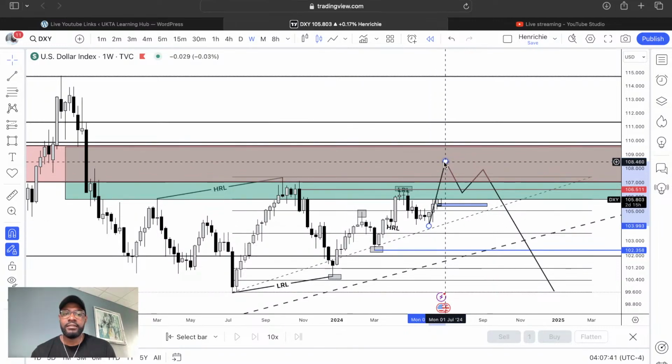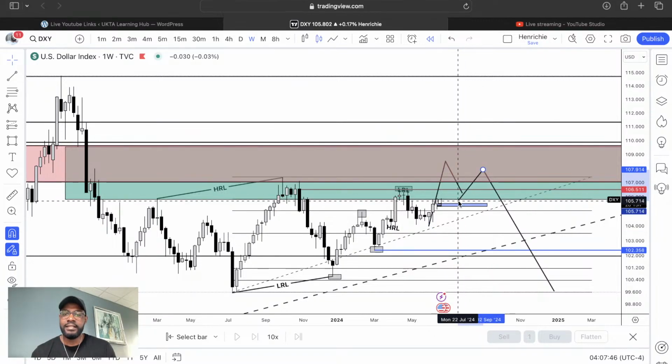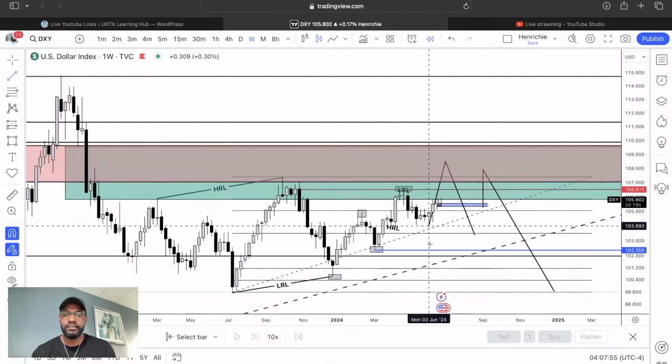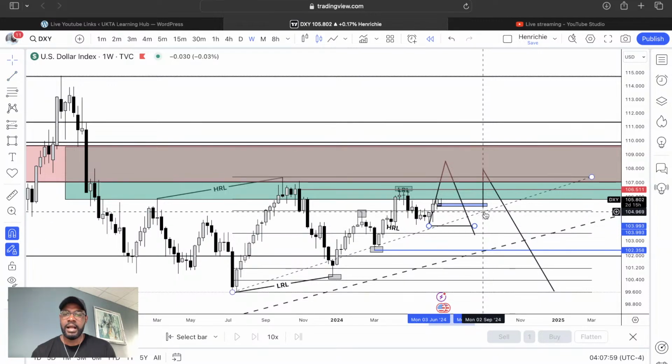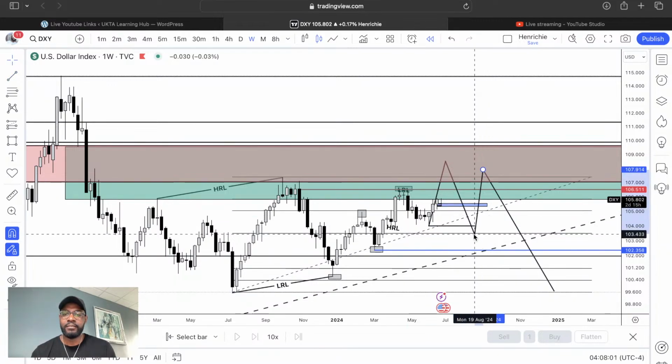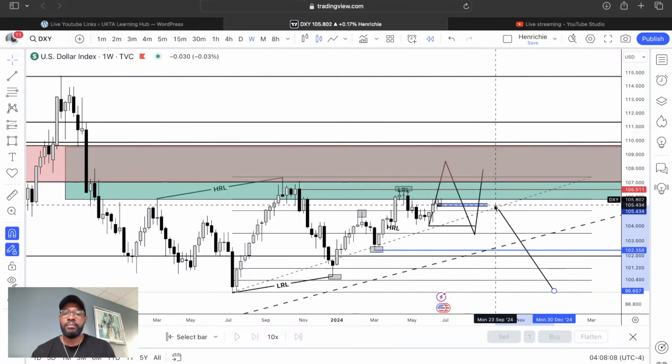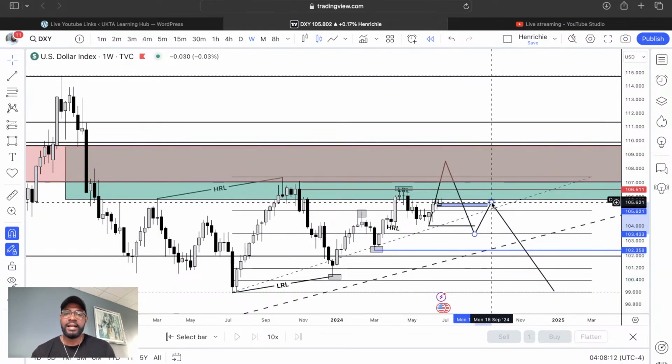If price goes into this position and then I see a break below this low on the weekly, right here, I'll regard that as a significant break of structure, and I'll only focus on opportunity for dollar to go to the downside.